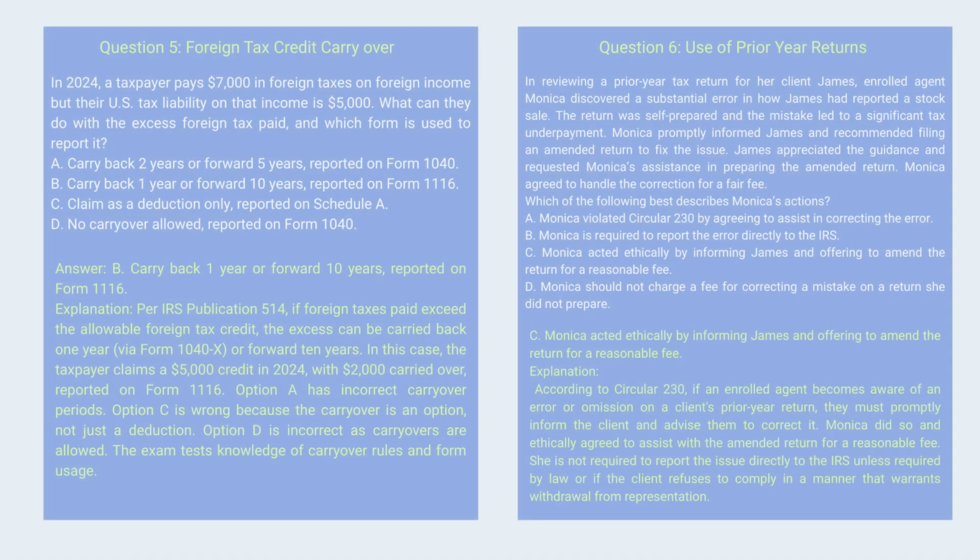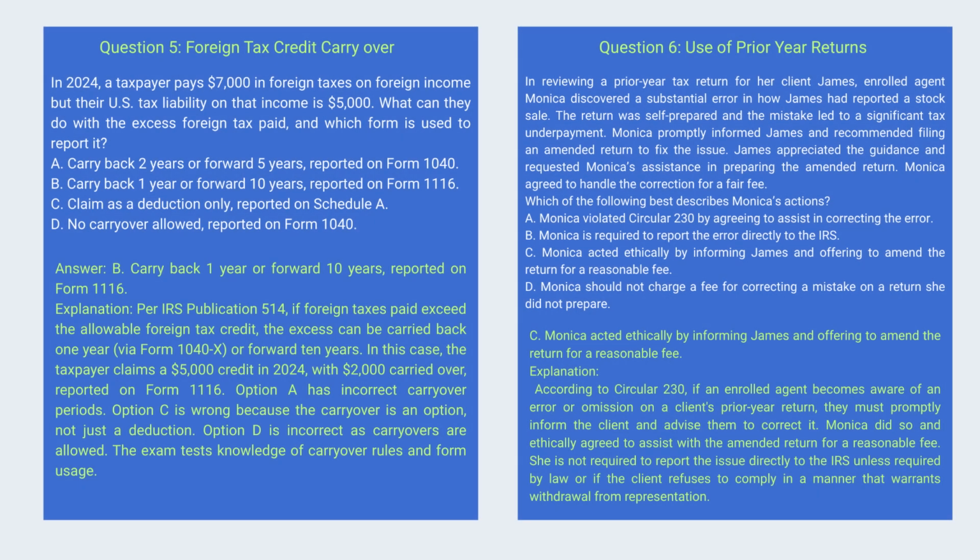Question number 5. Foreign tax credit carryover. In 2024, a taxpayer pays $7,000 in foreign taxes on foreign income, but their U.S. tax liability on that income is $5,000. What can they do with the excess foreign tax paid, and which form is used to report it?